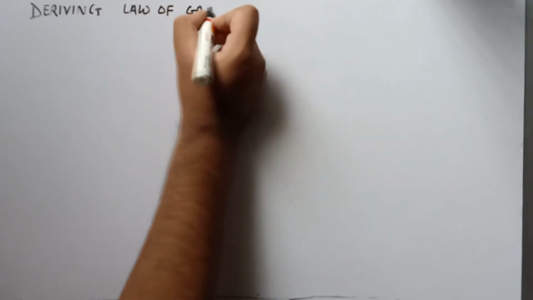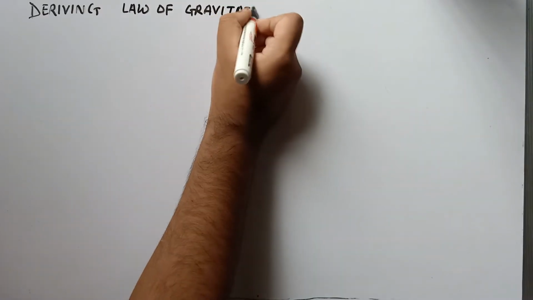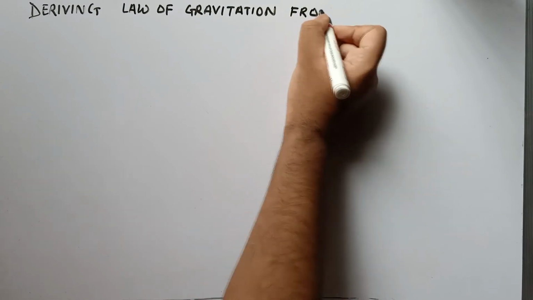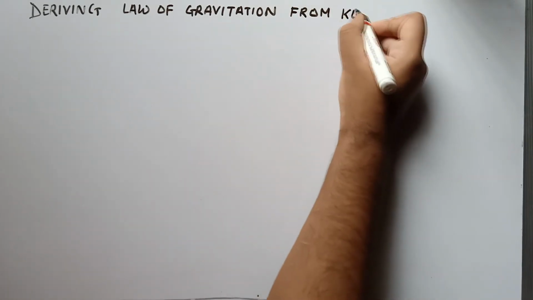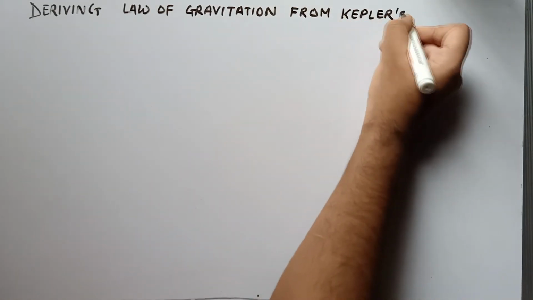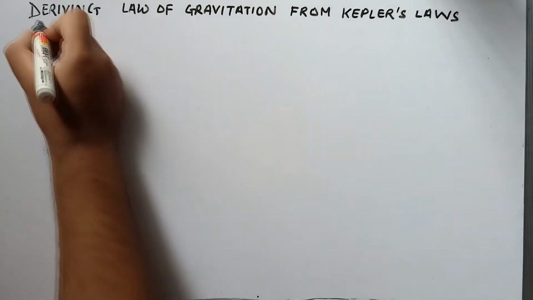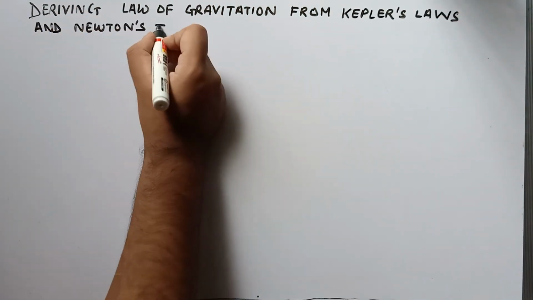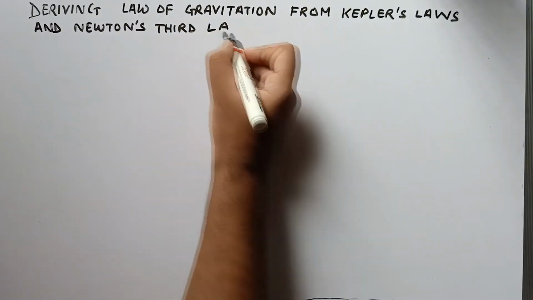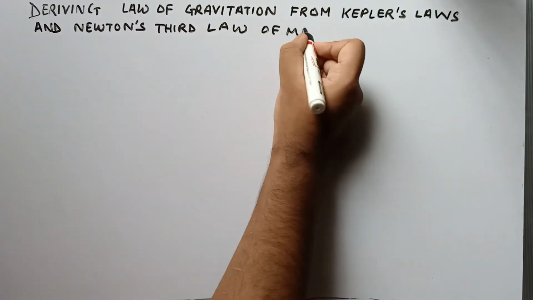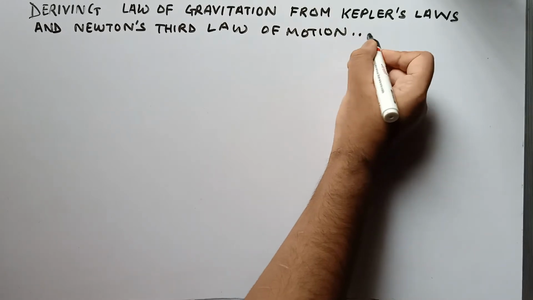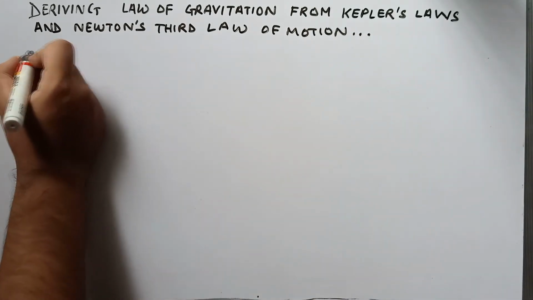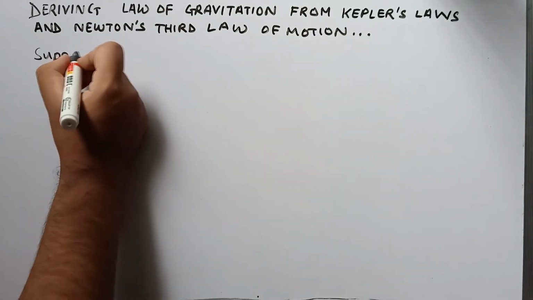Well, now we have approached the final part of this video, where the thing we need to do is derive Newton's law of gravitation from Kepler's laws of planetary motion. So the title goes like this: deriving the law of gravitation from Kepler's laws of planetary motion and Newton's third law of motion.